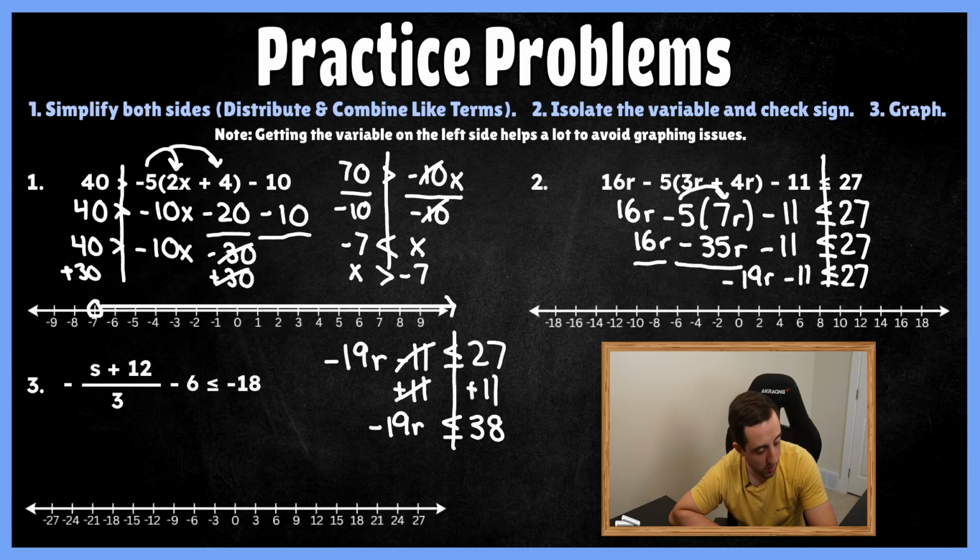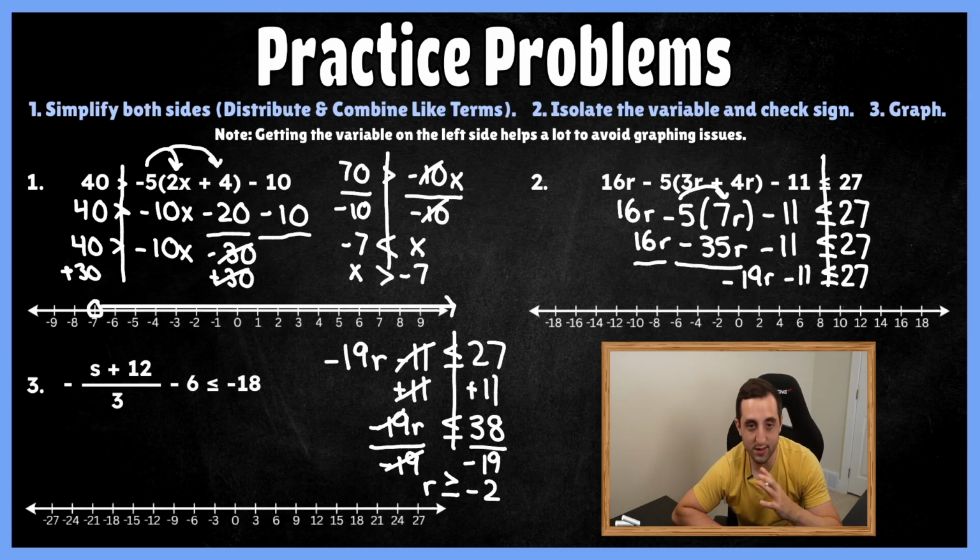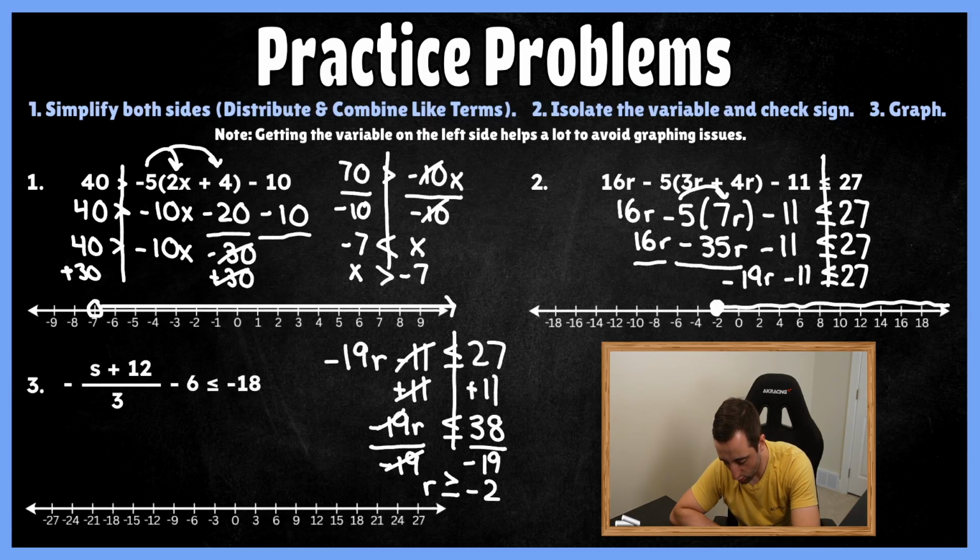And then finally, let's go ahead and divide both sides by negative 19. This cancels, and we're left with r and negative 2 over here, but we just divided by a negative number, meaning the sign needs to flip, and we get r is greater than or equal to negative 2. So we have a closed circle on negative 2, and this is going to be going to the right because our inequality symbol is pointing to the right for our final answer.